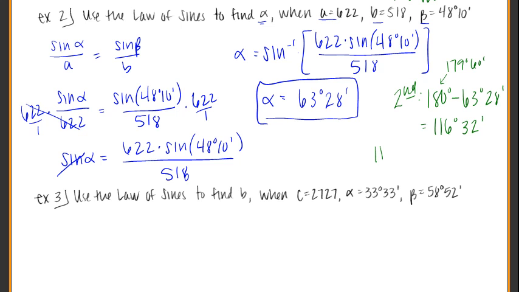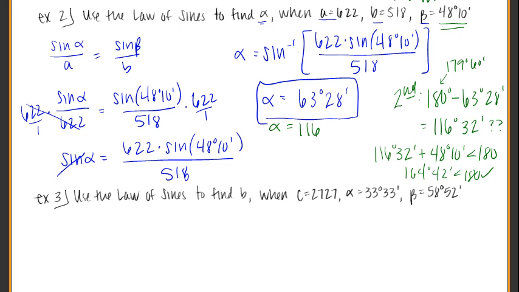Here's my potential one, 116 degrees 32 minutes, this is the one we're kind of questioning right here. If I can take that 116°32' and add on the angle that was given to us in the problem, and if this is less than 180, then it works out. So 116 plus 48 is 164, and 10 and 32 is 42. Since that's less than 180, it checks off, so we can also say then that alpha equals 116 degrees and 32 minutes. Continue that in the box, and we are done.